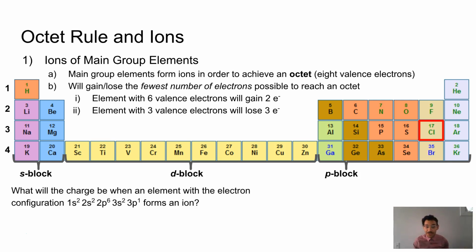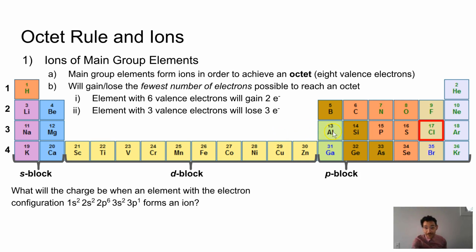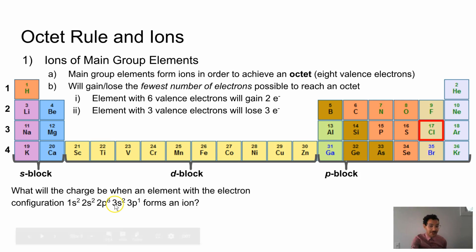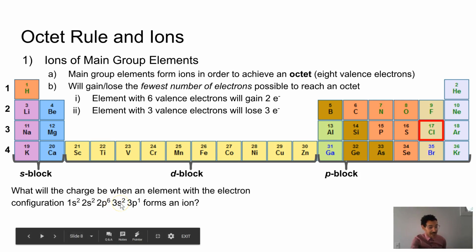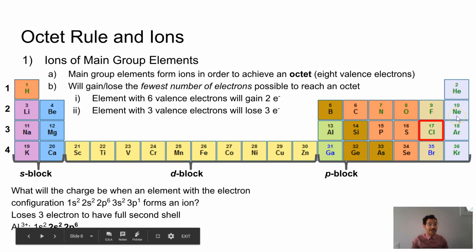Well, what we can do here is look at 3p1. That's our final address. That tells us this is aluminum, because this is the 3p, and this is the first element in there. But we can also say, in the highest energy level, this has 2 electrons in the s, 1 electron in the p. So it's going to be easier for this to give away those 3 electrons than it is for it to pick up 5 electrons. So I can say aluminum is going to lose electrons to have a full second shell. Aluminum will like to form a +3 ion that has the same electron configuration as neon.